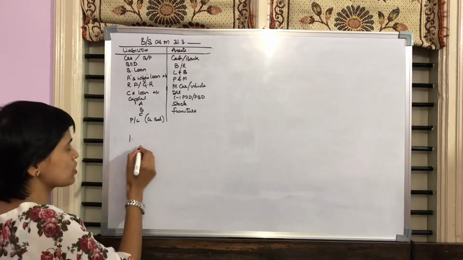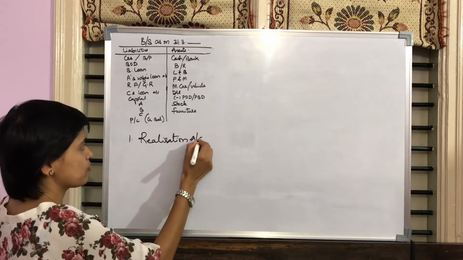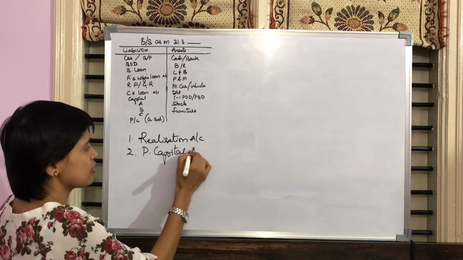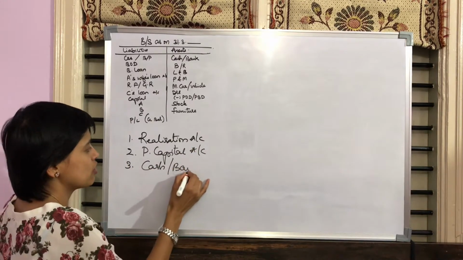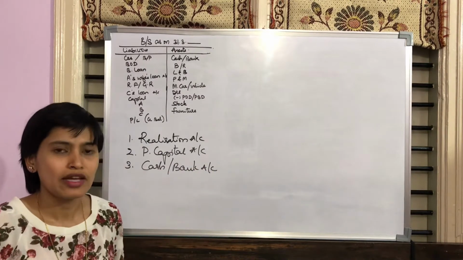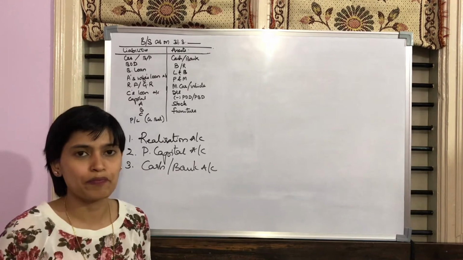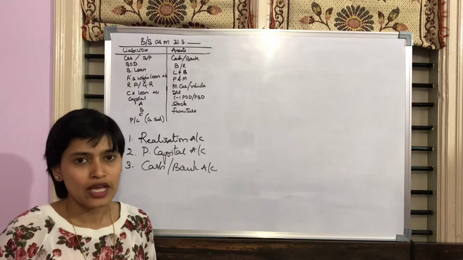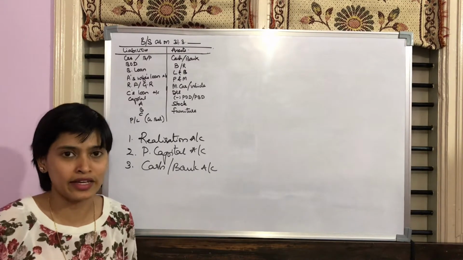The first account is called realization account. The second one is called partners capital account, and the third one is called cash or bank account. Now, what exactly is realization account? This account is prepared at the time of dissolution. That is point number one. Point number two, this account is prepared to show the sale of assets or realization of assets and the payment of liabilities.